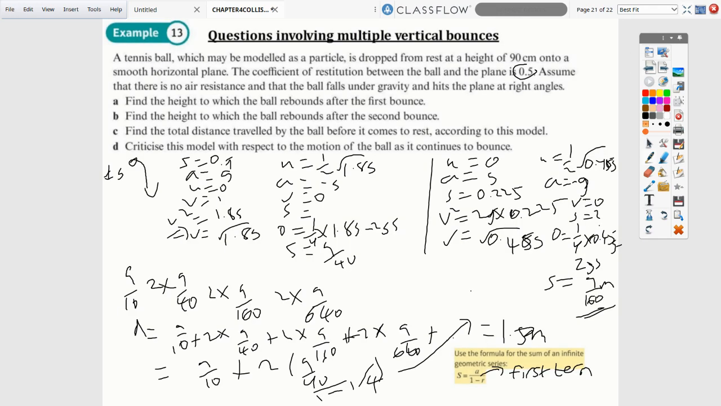And that is everything you need for Chapter 4 of Further Mechanics 1, Collisions in One Dimension.